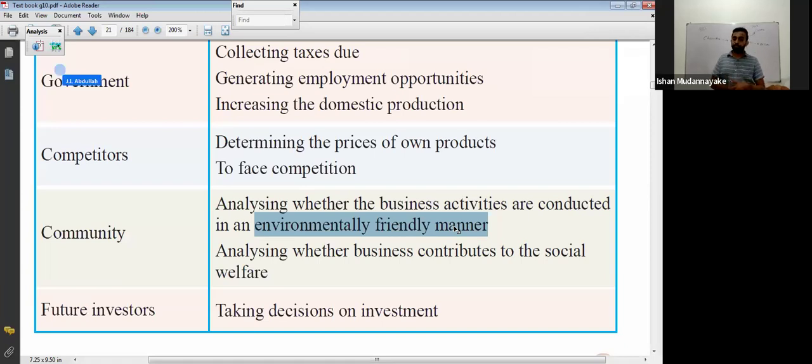Why? The reason is, you need to conduct business operations in an environmentally friendly manner. The outsiders of the business are looking at you. Right, next one, analyzing whether the business contributes to social welfare. The business organization needs to engage in some social welfare activities.